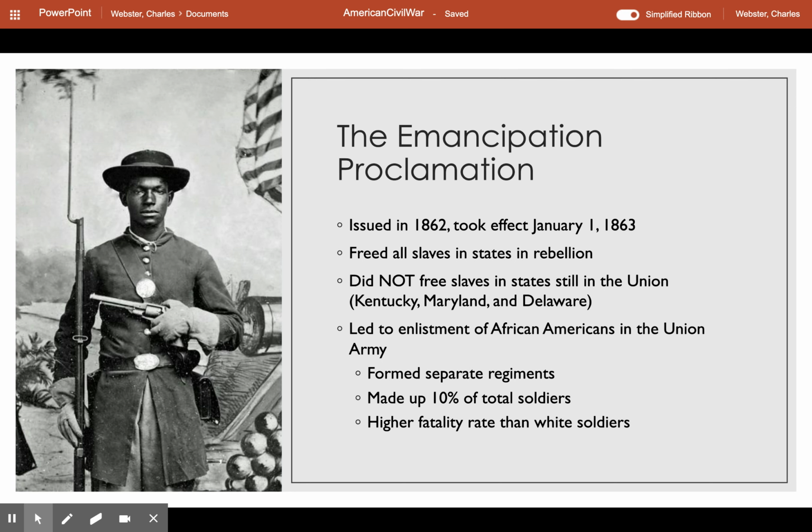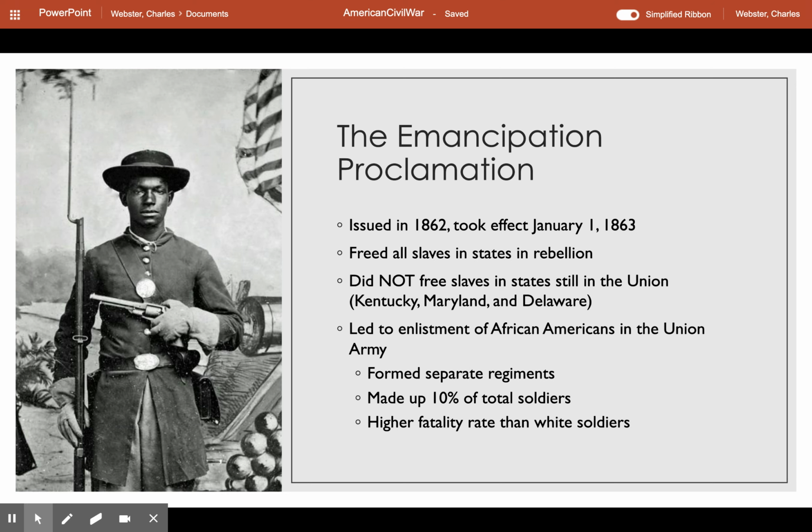But nevertheless, African Americans had a major impact. They made up a total of about 10% of all the soldiers in the Union Army. And even though they were only 10% of the army, they had a much higher fatality rate than white soldiers. And this was for several reasons. First of all, many times they were put in very dangerous situations. So they were basically used as human fodder and shields, which is disgusting. And another reason is because they fought harder. They felt that they had much more to fight for because they were fighting for their own freedom and to free those that they loved, right?